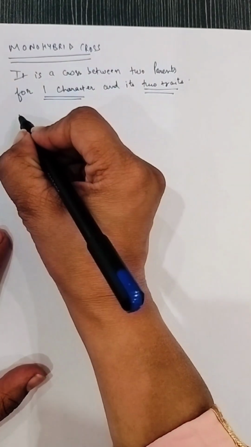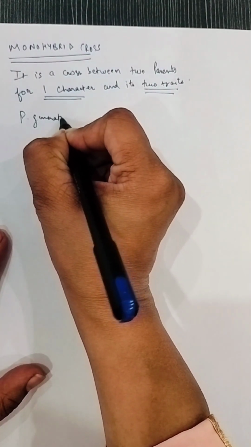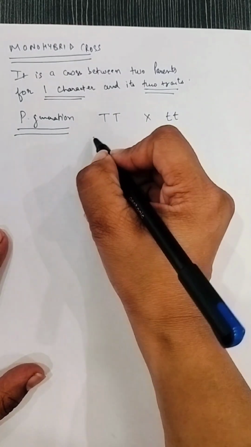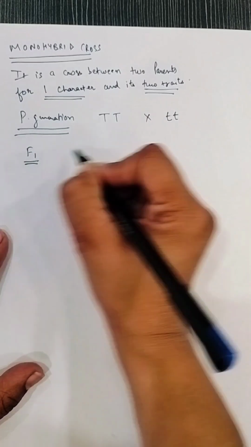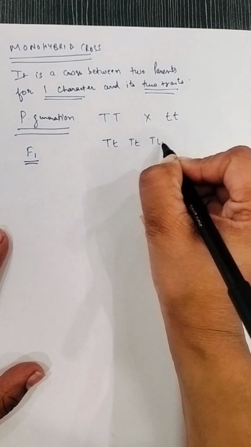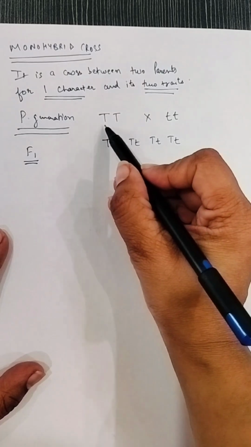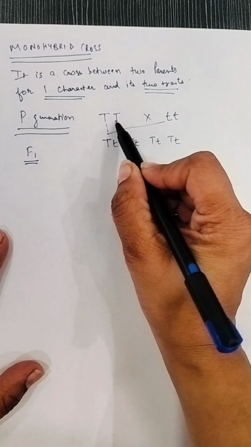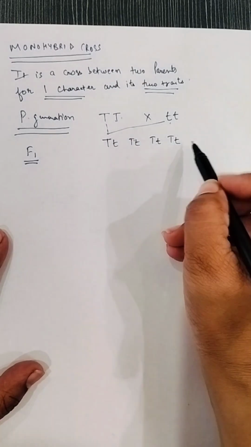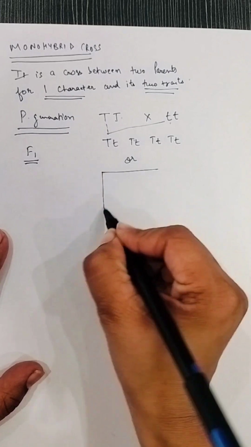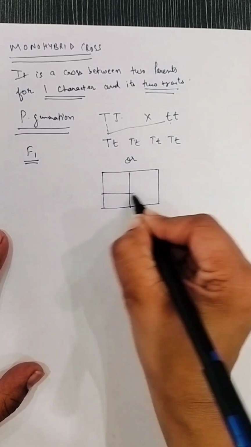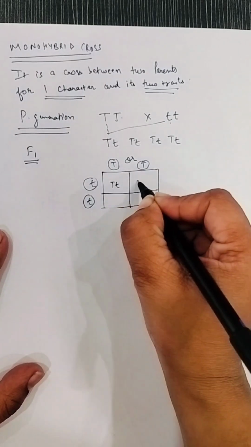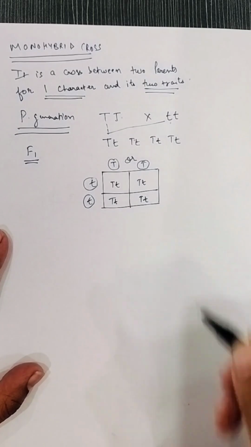This is monohybrid cross. Let us take parental generation. Capital T for tall plant and small t for dwarf. In F1 generation, we will get all the capital T and small t. Either we can directly cross it like this: first with first, first with second, second with first, and then second with second. Or you can directly make Punnett square. So in this case also you are going to get the same result.